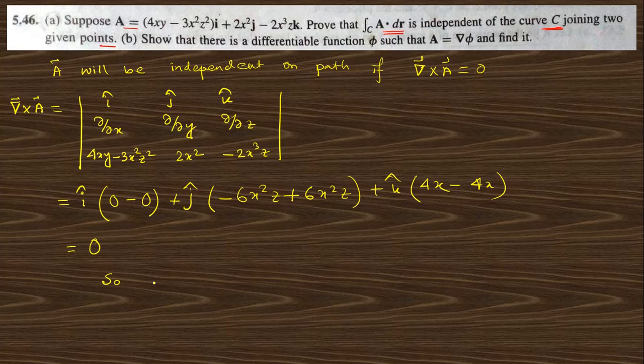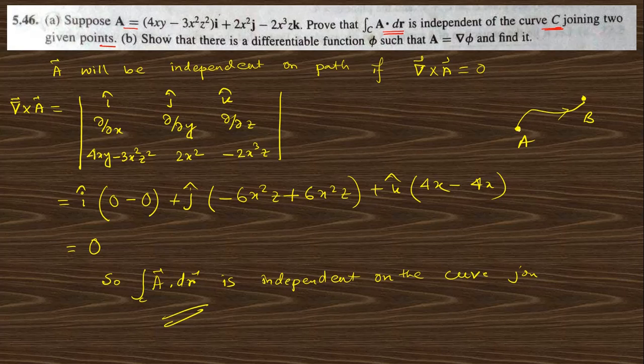Since curl of A is 0, the line integral of A dot dr is independent of the curve joining the two points. That means if this is point A and this is point B, this integration of A dot dr is independent of the path. If the particle follows that path or this path, that doesn't matter, right? If the particle follows that path, this integral has the same value as if it follows this path. So it is path independent, which means it does not depend on which path the particle goes on.